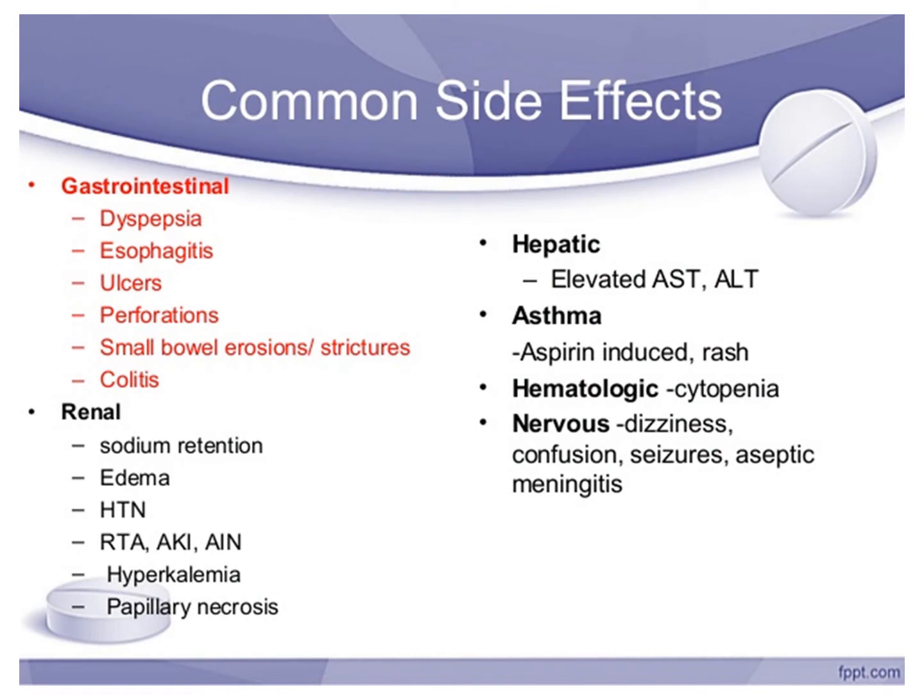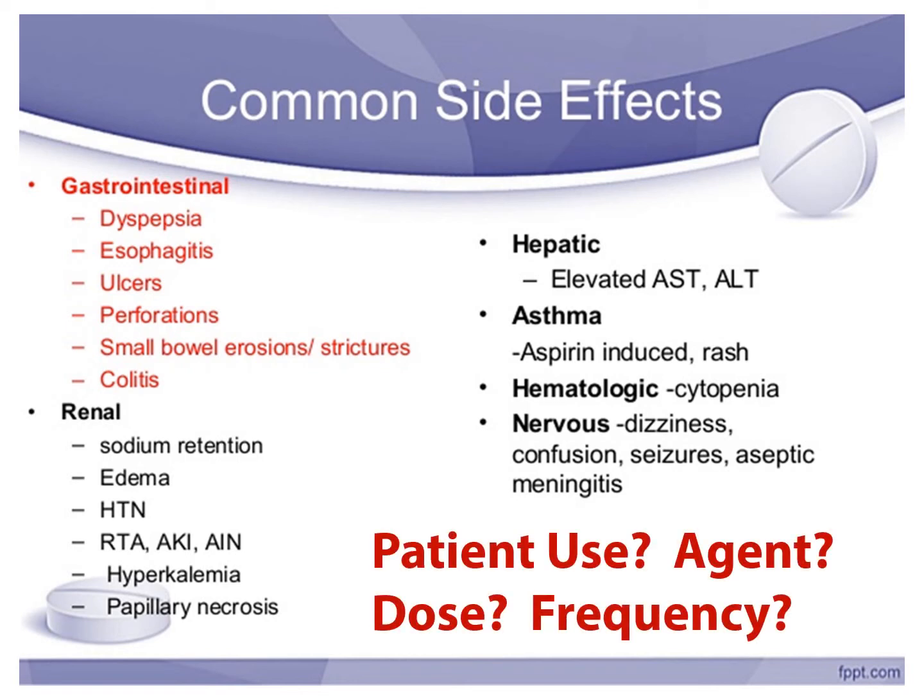To begin wrapping up the NSAIDs, among the most common side effects you see again are gastrointestinal. In some cases, depending on how much they're using it, you might see renal issues. Again, the renal toxicity is a major issue, especially with chronic high dose use. And that's really what this is about: if you see patients using these things, especially if they've been using for a long time, how many are they taking, what agent are they taking, how much, and how often. Patient use is the most common source of side effects when it comes to these drugs.